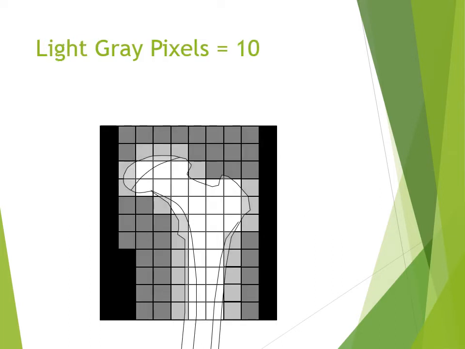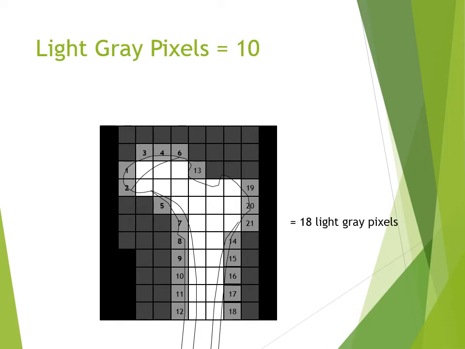Pixels that are partially covered or very nearly covered with bone are assigned a binary value of 1, 0, which is a digital value of 2. These pixels are assigned a light gray color, and there are 18 of them.